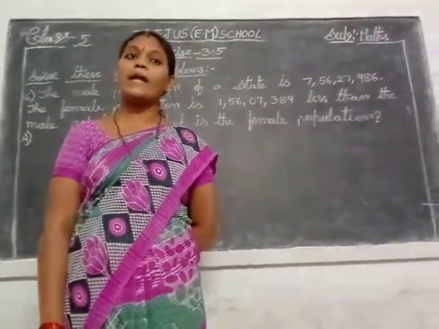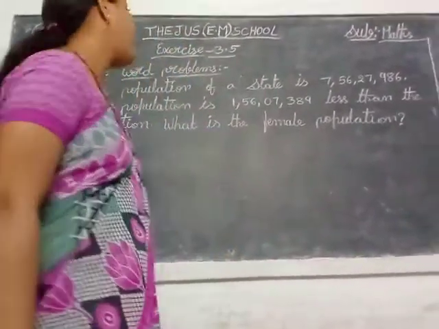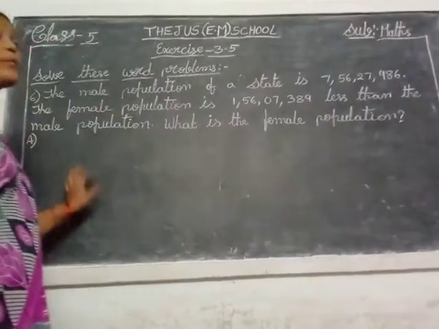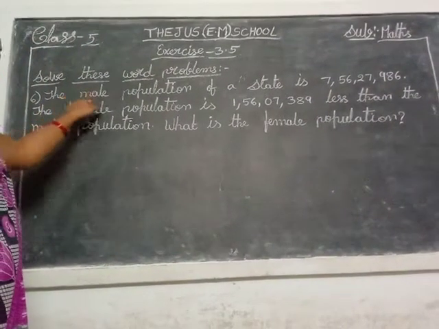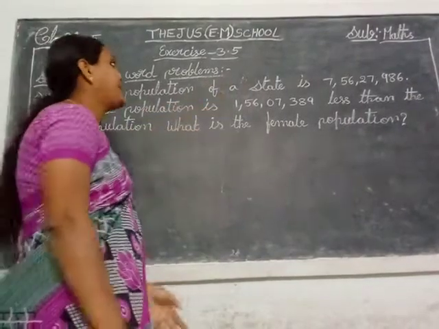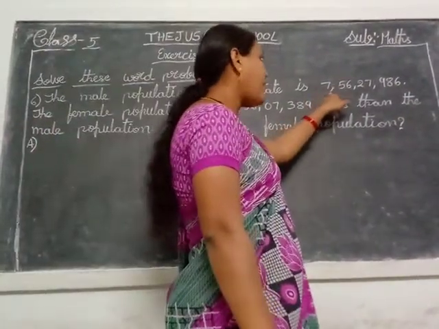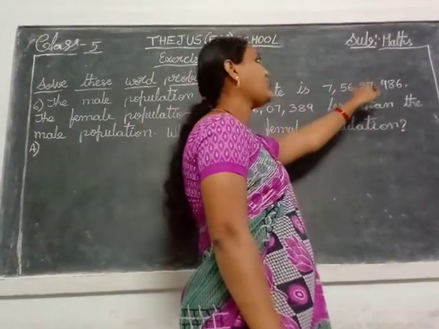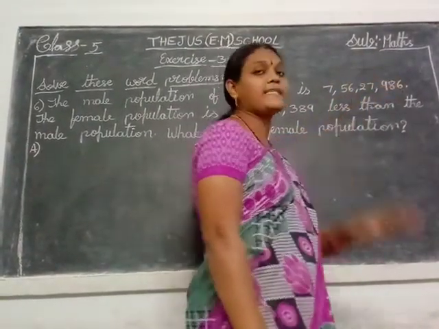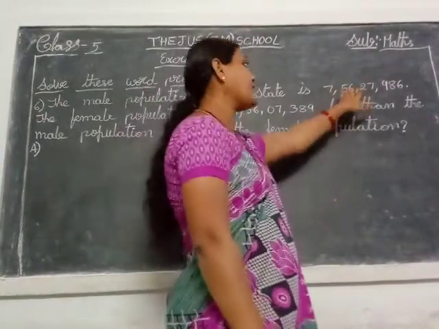Today our maths class. Okay children, see exercise 3.5, sixth word problem. The male population of a state. See here, 7 crore 56 lakh 27,986. So the male population is this number.